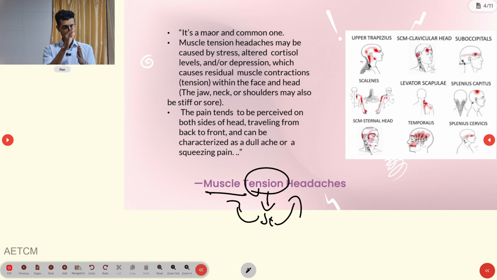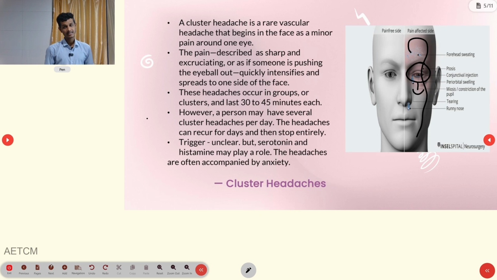The location of the pain will be on both sides of the head, which means bilateral, both left and right side. It will travel from the back to the front. The nature of the pain is a dull ache or squeezing pain. In the image you can see the sternocleidomastoid muscle, the trapezius muscle, and the temporalis muscle. Those are the major sites for the tension type of headache.